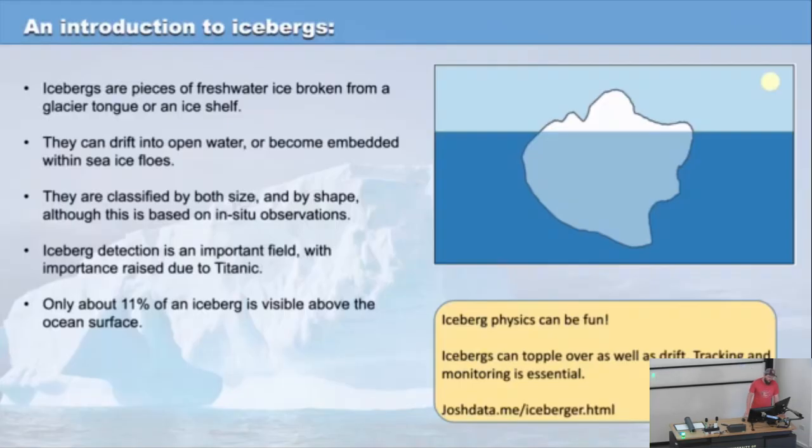Iceberg detection has been an important field for a while. The importance has been raised even further by the Titanic sinking in 1912. A little fun game for you: if you are interested in understanding how icebergs float or how icebergs topple over, you can go to this link here and it will tell you how to do that. You can draw an iceberg any shape you want, and it will do it all for you. But really only about 11% of the iceberg is visible above the ocean surface, and that's where we get the term tip of the iceberg from as well.